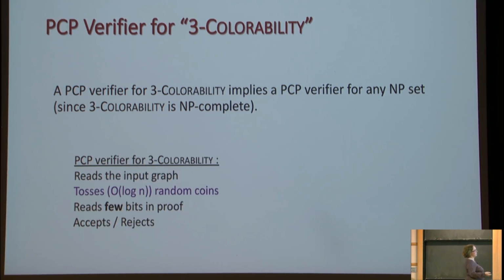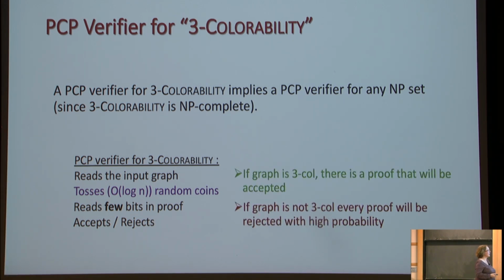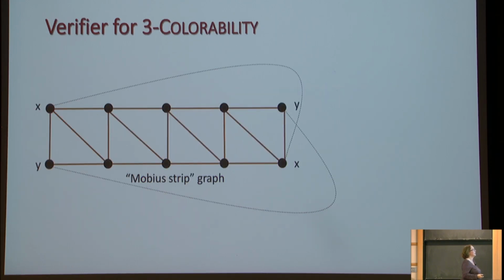And just recall, what is the thing we are trying to construct? It's an algorithm that reads the input graph, has some randomness, and then it looks at only a few bits in the proof and accepts or rejects. And of course, it has these completeness and soundness guarantees. So how will this algorithm behave? So here is some graph. In this graph, you should think of this vertex as being identified with this vertex, and the y is the same vertex. So is this graph three-colorable? And I need to verify it.